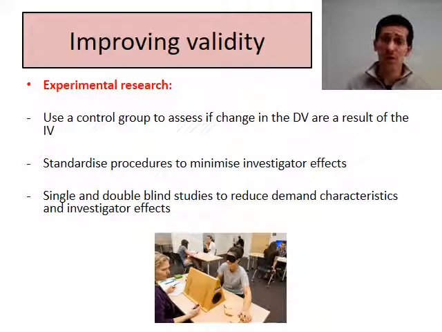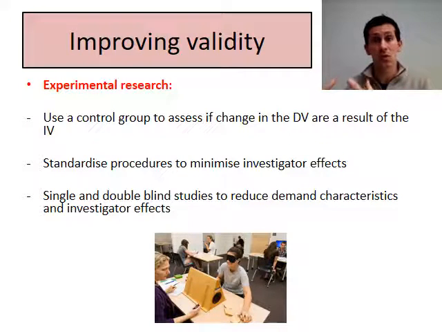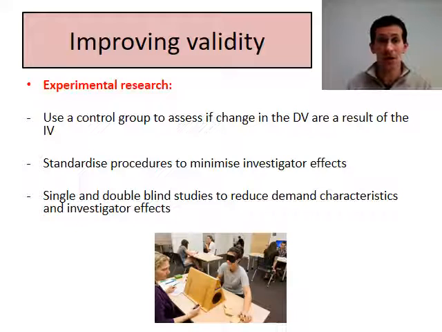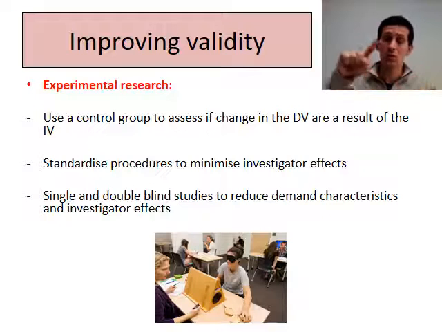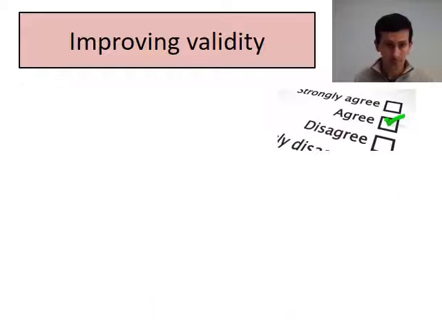And also, we can use single and double blind studies to reduce demand characteristics and investigator effects. So remember, a single blind study is when the participants are unaware of what condition they're taking part in. Double blind studies are when neither the participant nor the researcher knows which part of the experiment they're involved in, whether they're in the control condition or the experimental condition. Okay, so there are ways of improving validity within a study. Use control groups, use standardized procedures, use double or single blind studies.